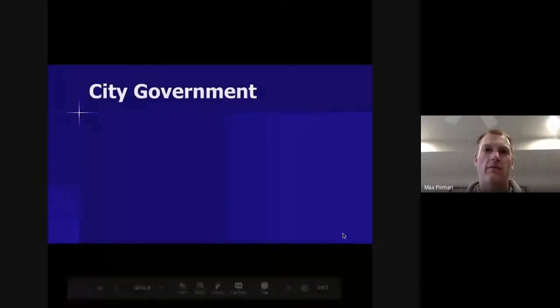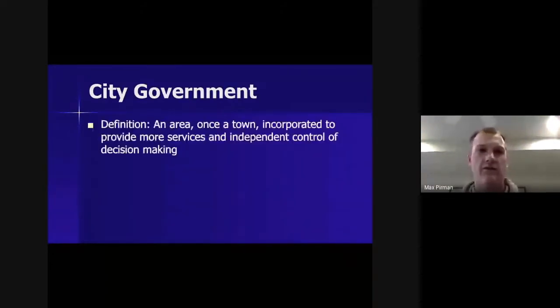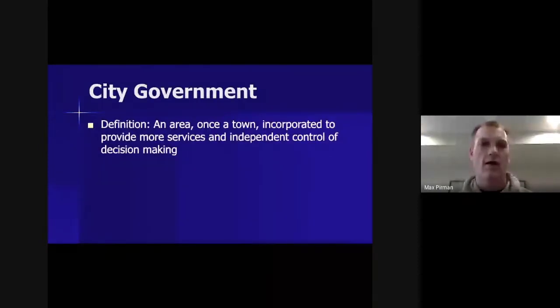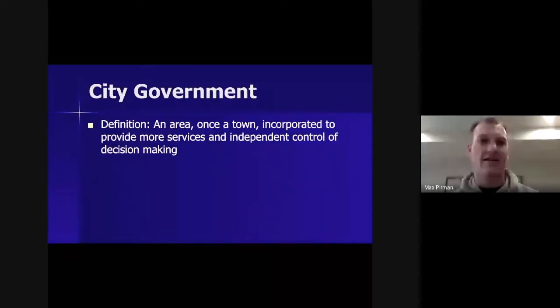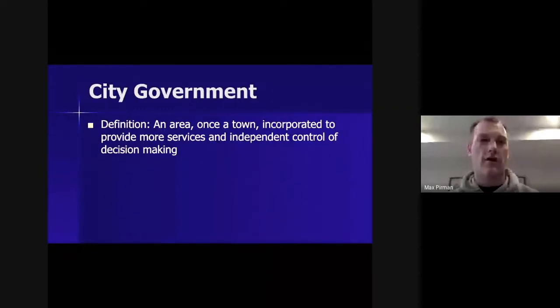Good. Now if we go to the bottom of the chart, we'll take a look at cities, villages, and towns. I would say unless you school choice to Pulaski, you probably don't live in a city. 99% of you are going to live in a village or a town. Okay, but if we look at the definition for a city, which is in that bottom left-hand side, it says an area that was once a town incorporated to provide more and more services, and then it has independent control of decision-making as well. Now it says it used to be a town.